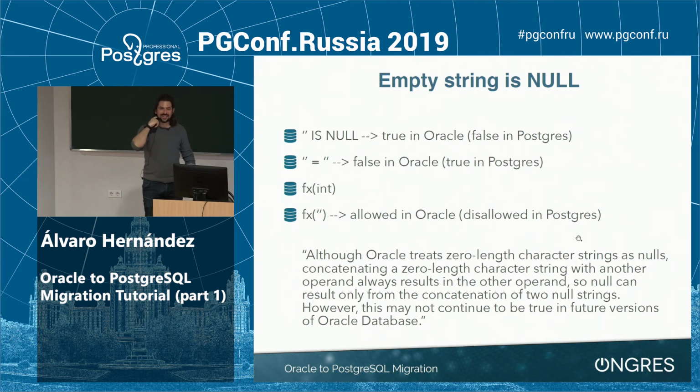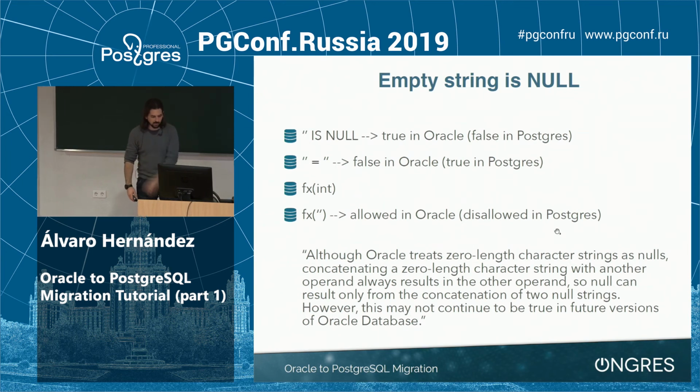Yeah, so this is a problem. It's very inconsistent. In some places it is like null, in some places it is not like null, and this all may change in the future, but we don't know when. Beware of this. And this is also interesting: a function that receives an integer, you pass it an empty string, and that works. Because guess what? It's null.